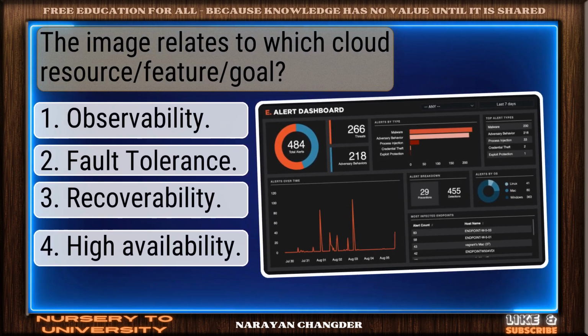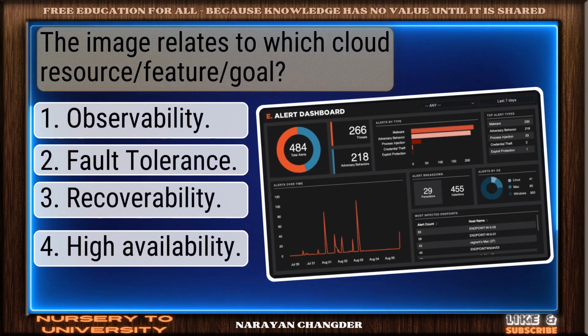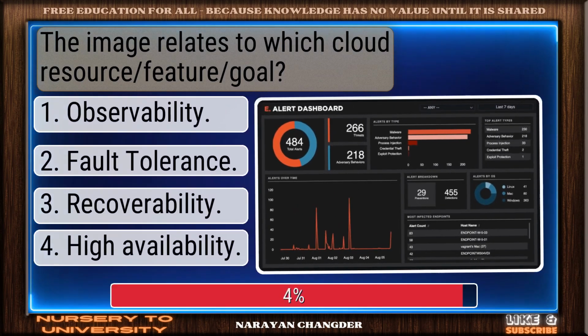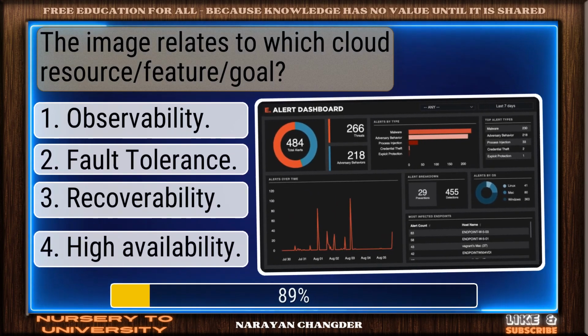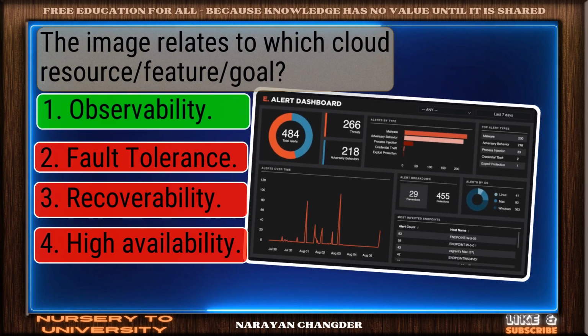Question number 15. The image relates to which cloud resource feature goal? Strong choice. Observability is the right answer.